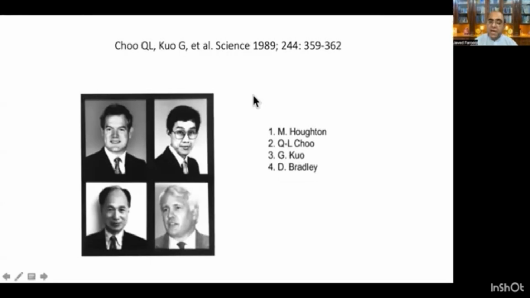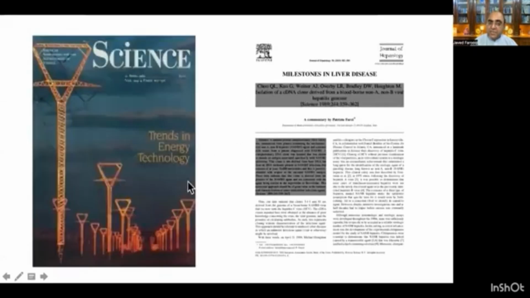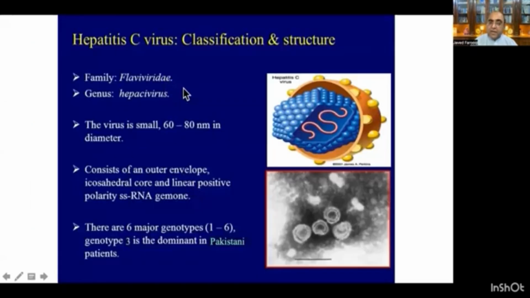It was in 1989 when these four gentlemen discovered the hepatitis C virus, when they published their work in the Journal of Science in 1989. And we know that the hepatitis C virus belongs to the Flaviviridae family. This virus is a small one, 60 to 80 nanometer in diameter, and it consists of the outer envelope and the nucleocapsid, in which is buried the positive single-stranded RNA genome.